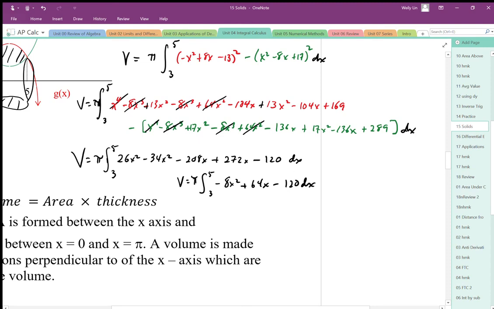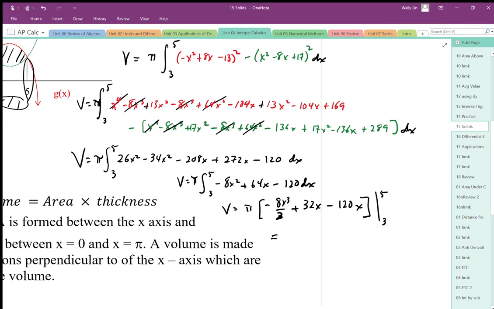Now I can integrate this. So it's going to be pi times negative 8x cubed over 3 plus 64x squared over 2, so it's going to be 32x squared, minus 120x. And that's going to be integrated from 3 to 5. Okay, so when I plug that all in, I'm going to end up with a value of, let's see here. Well, I'll plug it all in and I'll calculate and I'll put it on the next video.